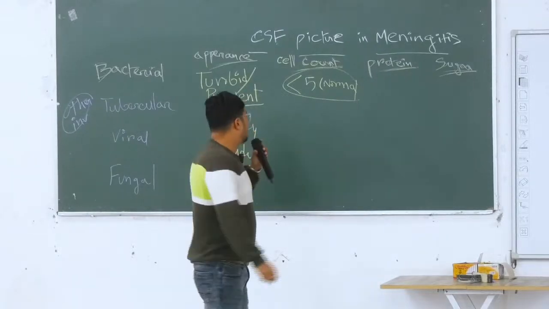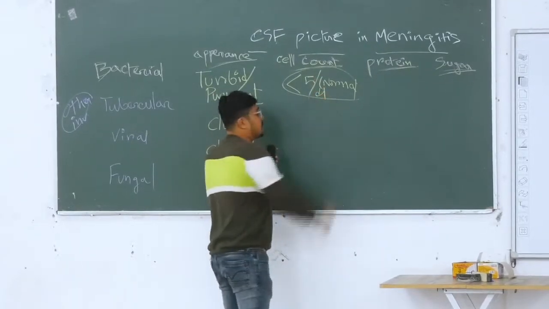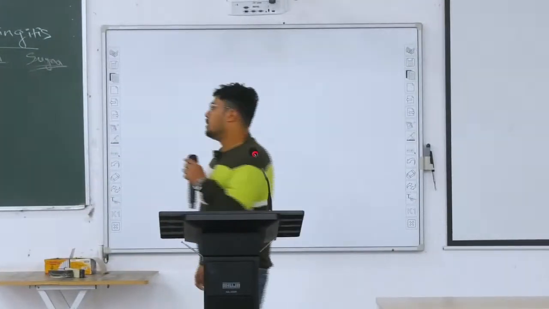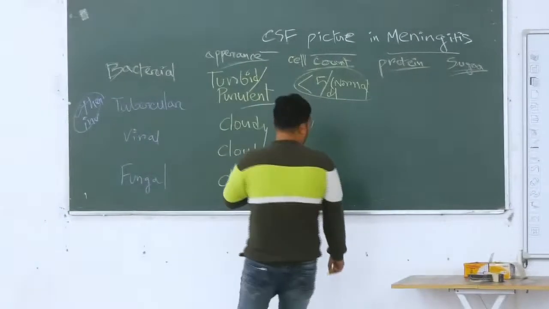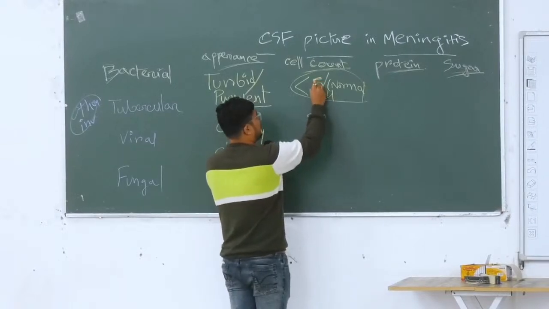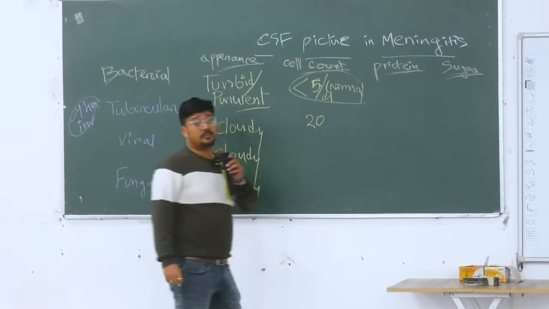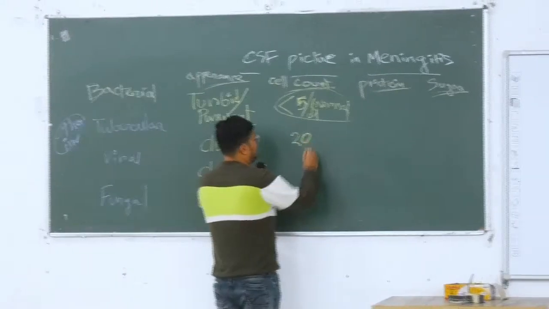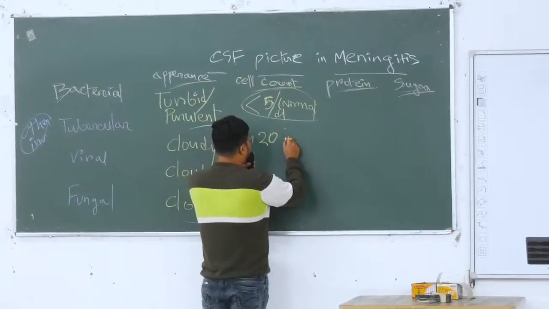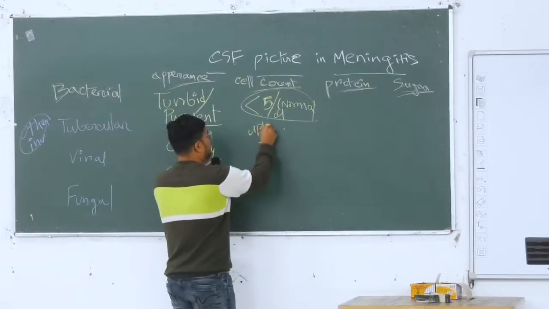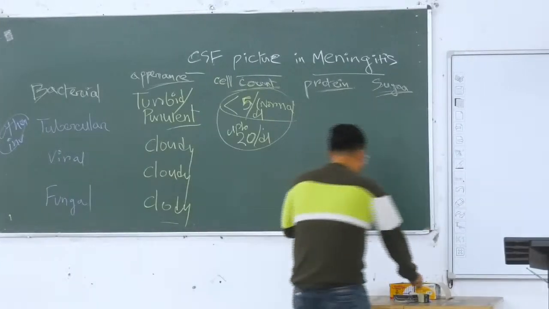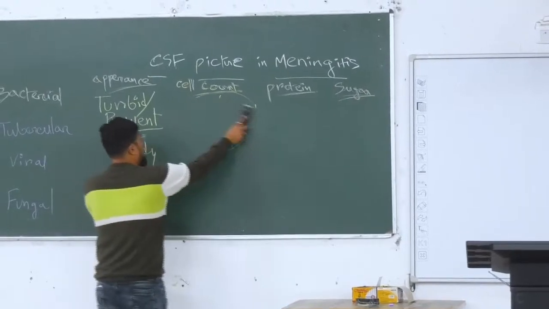The cell count of CSF, or cerebrospinal fluid, is less than 5 per dL in a healthy young adult. In infants and children, the cell count is up to 20. So in adults it is normal to have less than 5, and in infants and early adolescents, a cell count up to 20 per dL is acceptable. This is normal. So, in case of meningitis, this normalcy will be lost.